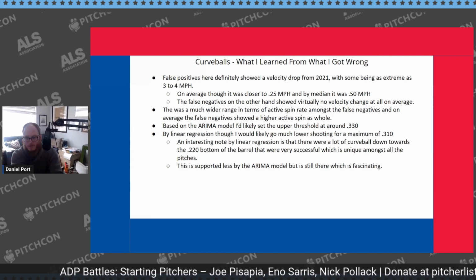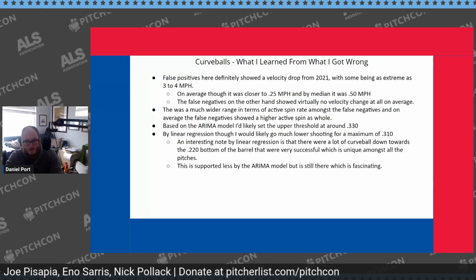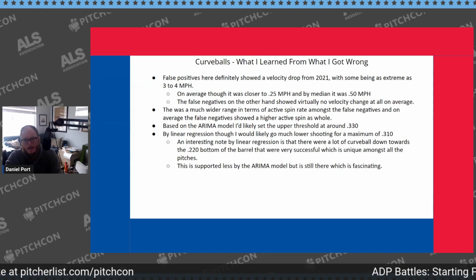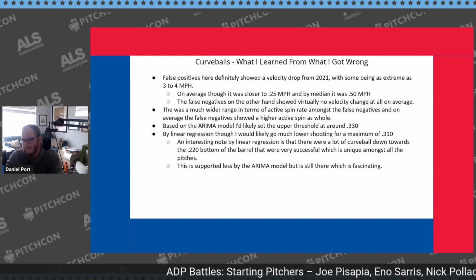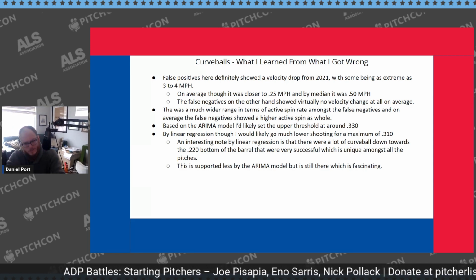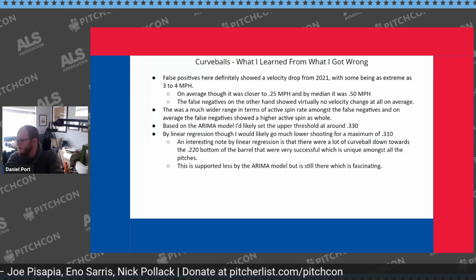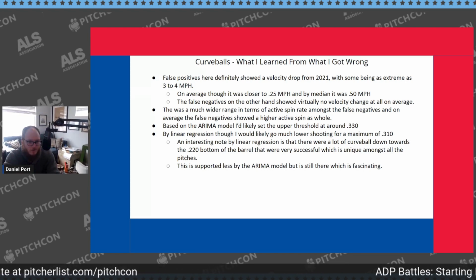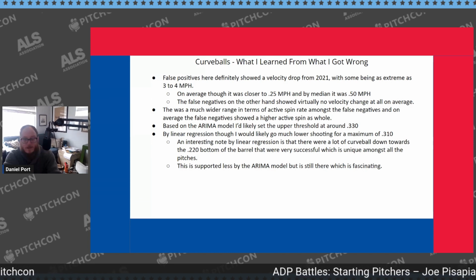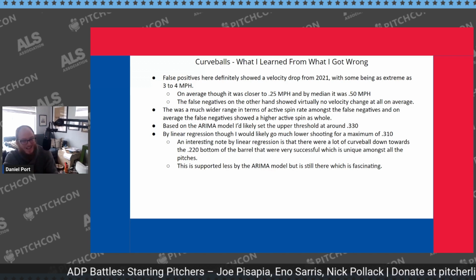but when you looked at linear regression, there were a ton of really positive curveballs down towards the bottom of the barrel. So 0.220, we're super low. That's the lowest number we got, a successful curveball with an incredibly low OLR. So maybe that also explains some of the separation in the numbers initially. We looked at sliders and wondered, is there an upper threshold for sliders? For curveballs, I sit here and wonder, was there a lower threshold? Sorry, lower threshold for curveballs, which I find really fascinating.